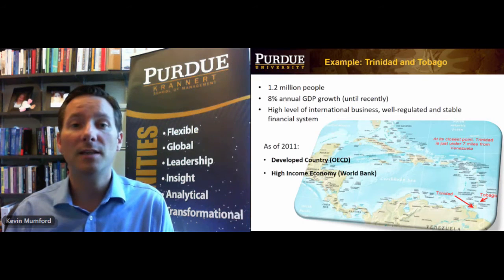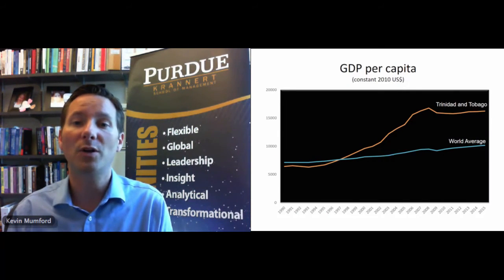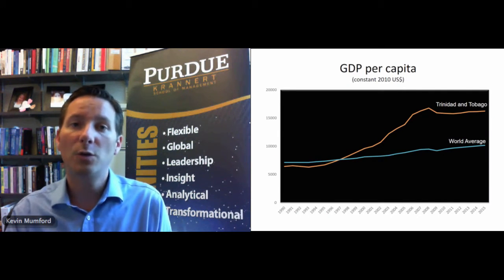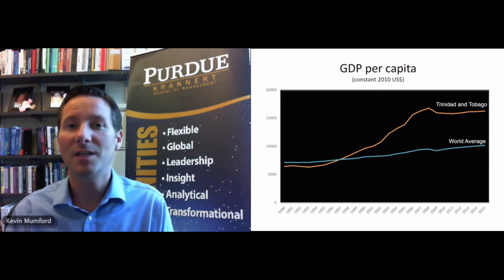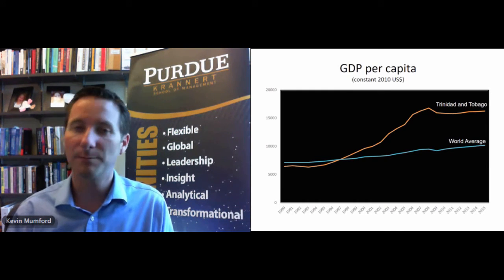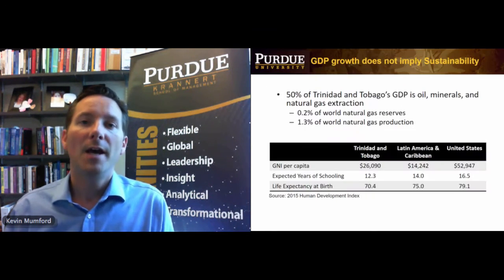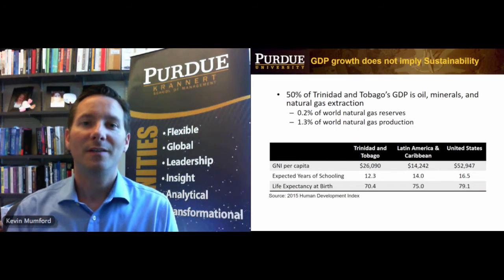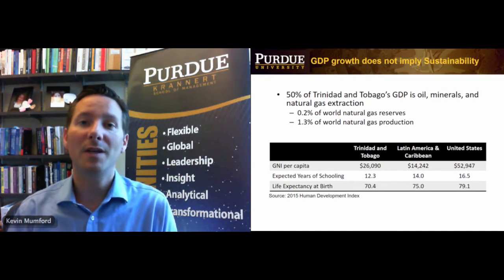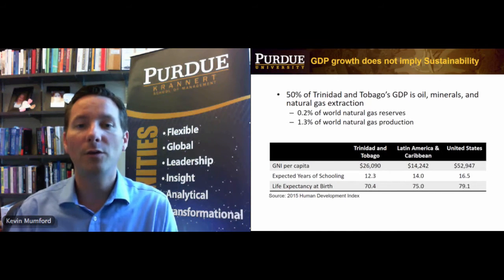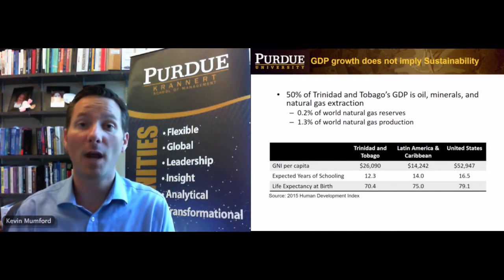And the reason they're saying these things is because when you look at the GDP per capita, there was this big growth in GDP per capita compared to the world average. And when you see that kind of massive growth, you think, yeah, this is a country that's arrived. But the worry here is that 50%, in fact it was more than 50%, it's fallen down to 50% of their GDP is all from extraction. It's all oil, minerals, natural gas extraction.